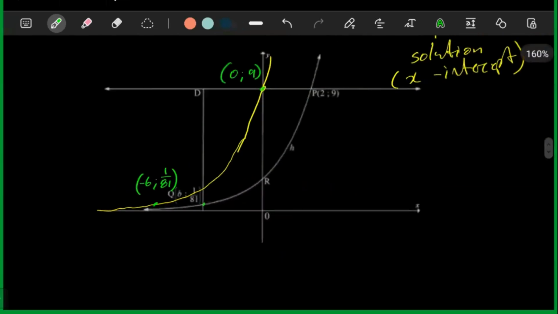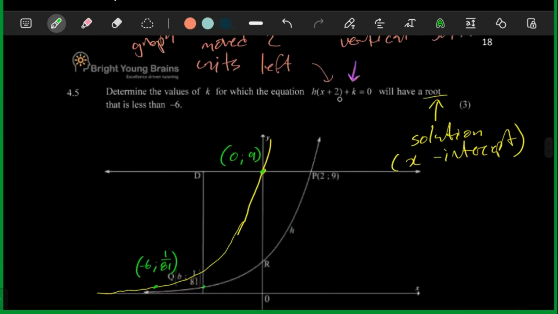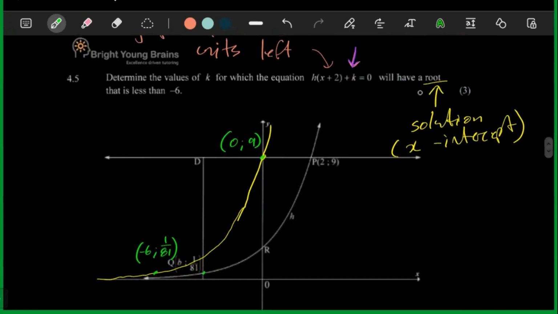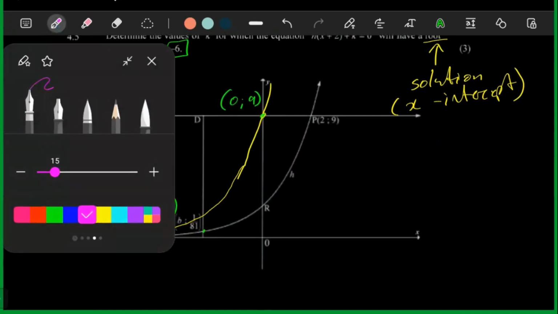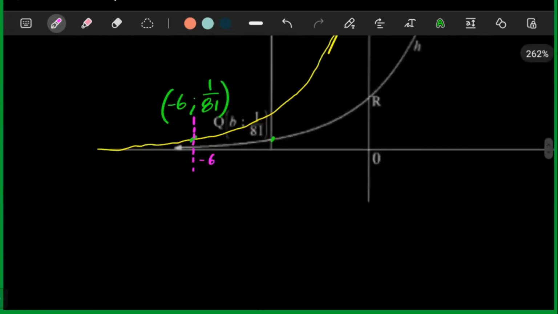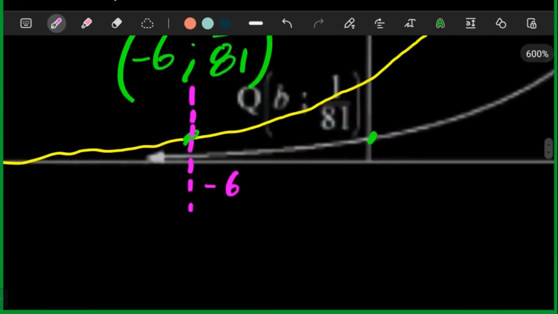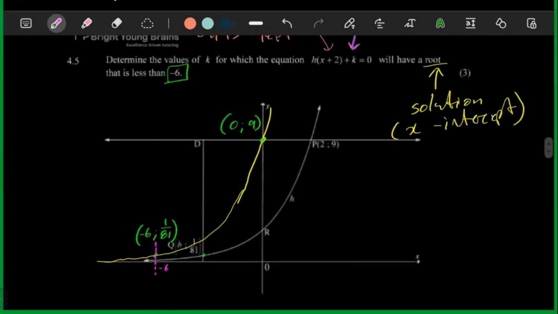So the idea now is, once it has been moved to the left 2 units, they are saying: how many units up or down do you need to move it for the x-intercept to be less than -6? This is where your x value is going to be equal to -6. Now the idea is for you to have an x-intercept that is below -6. The only way your x-intercept is going to be equal to -6 and eventually something smaller than -6 is if you move the graph downwards.